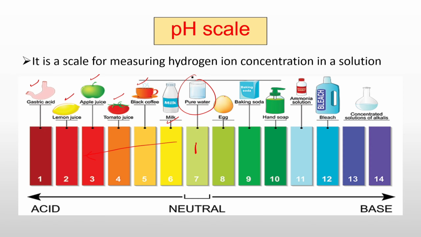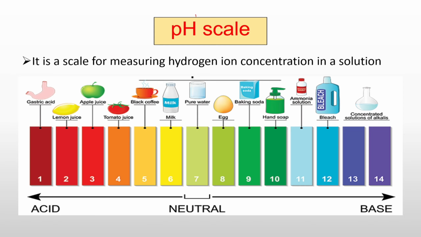And as we go to the right side of this water, we have egg, baking soda, hand soap, ammonia, bleach, and concentrated alkalis like NaOH, KOH. So they have the highest pH. So their nature is basic, and as we move to this side, these are acidic. So this strip, this scale is called pH.